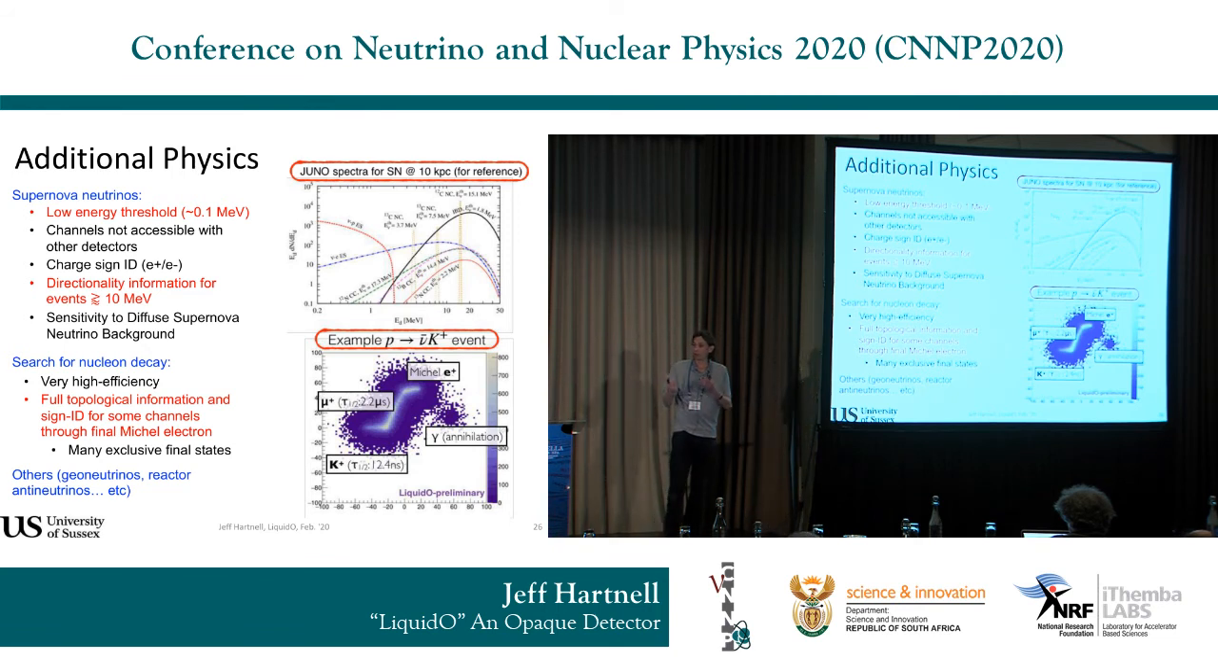This type of detector would also be great for doing nucleon decay. You'd have access to a lot of the exclusive final states. And then this shows a kaon decaying to a muon, decaying to a positron. Other things, you'd be sensitive to geoneutrinos and reactor antineutrinos as well, assuming that you could get your energy threshold low enough, which is quite likely.